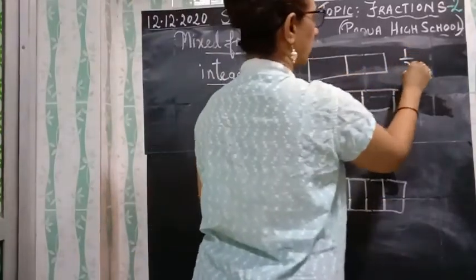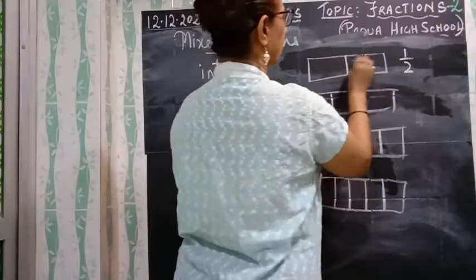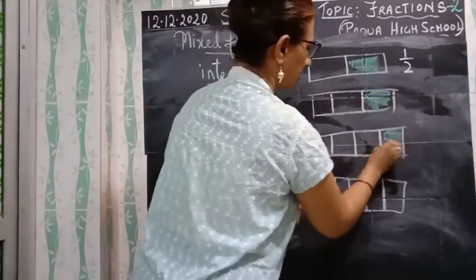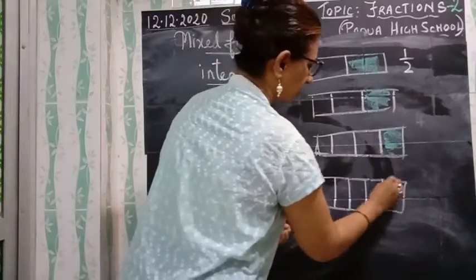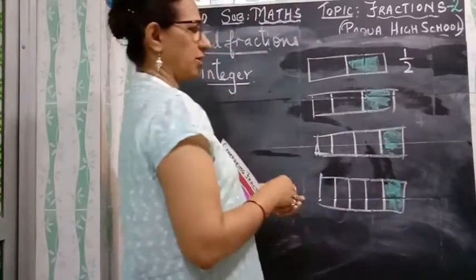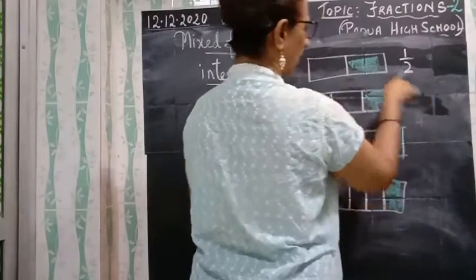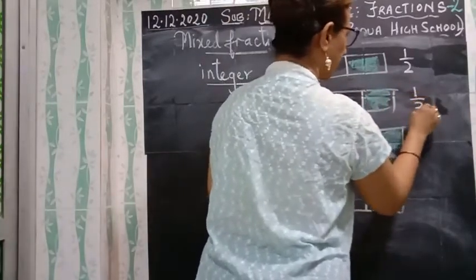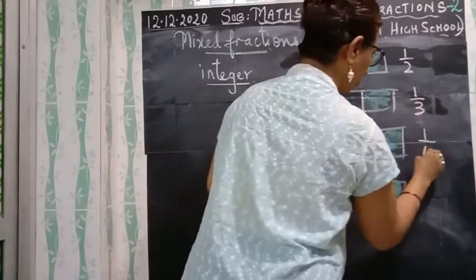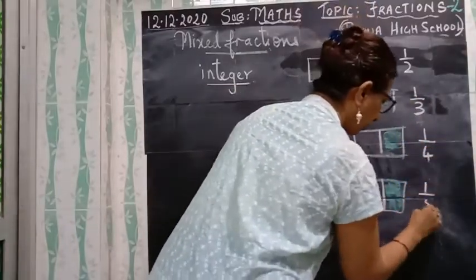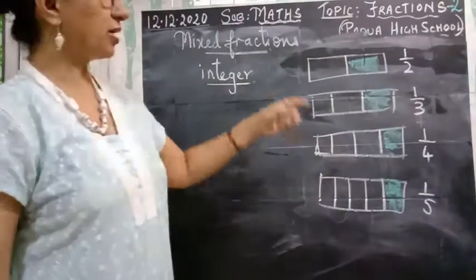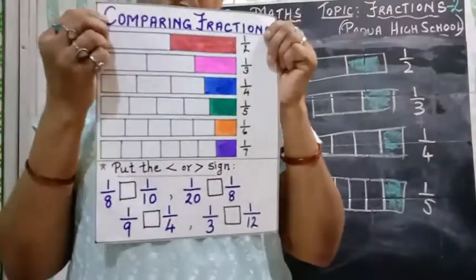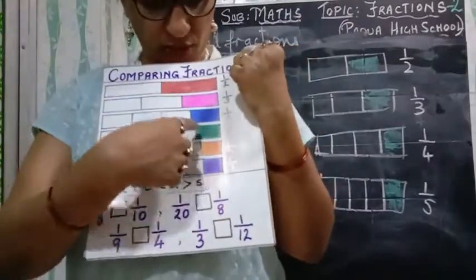Half. I shade this. I shade this. I shade this. I shade this. Now what is happening here? This is half, and this is 1 upon 3. This is 1 upon 4. This is 1 upon 5. What is happening as you go? Can you see this clearly, children? As you see, they become smaller and smaller.